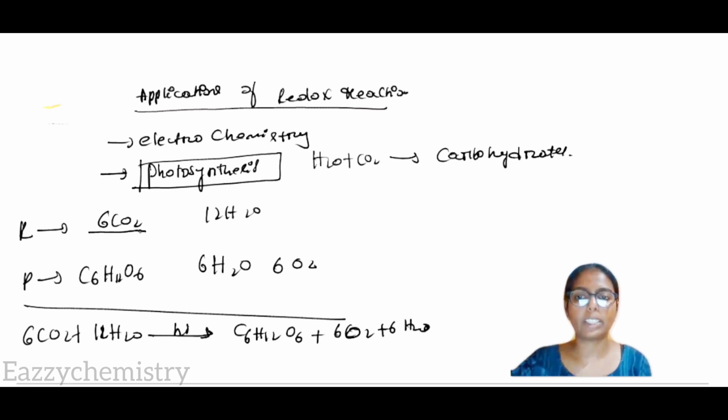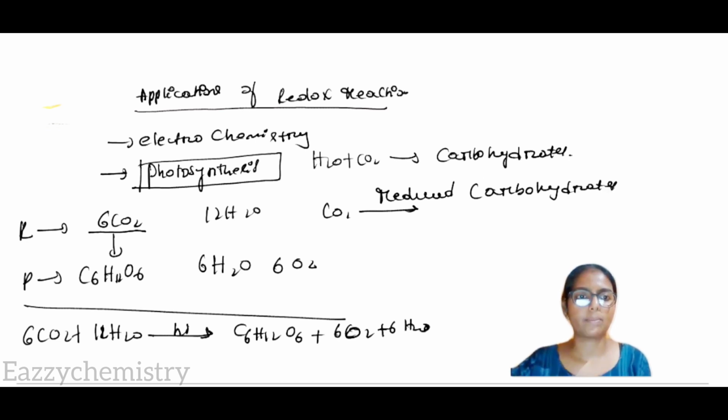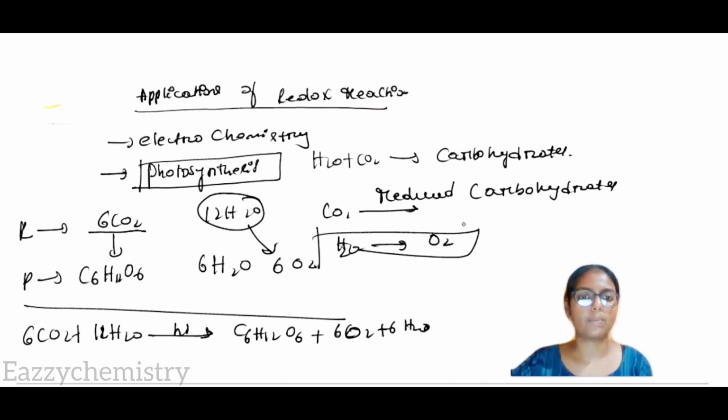Here the carbon dioxide gets reduced to carbohydrates, and here the water gets oxidized to oxygen. Water gets oxidized to oxygen. So the reduction and the oxidation reaction take place simultaneously. So this is the redox reaction.